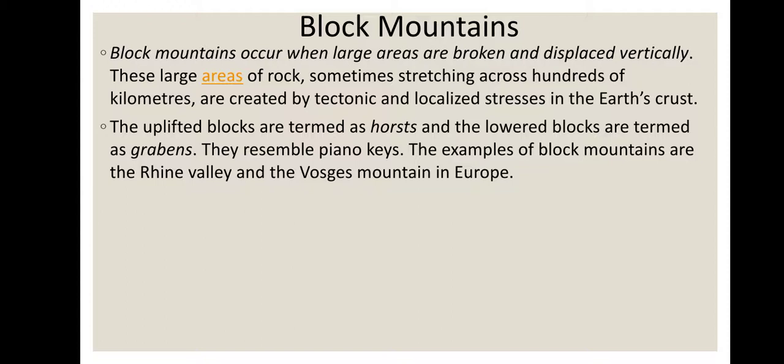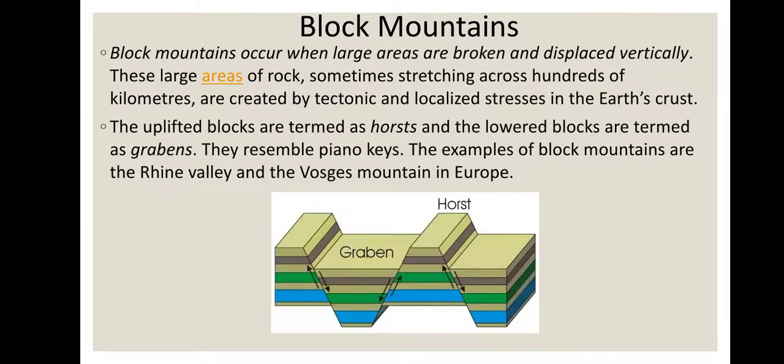The uplifted blocks are termed as horst and the lowered blocks are termed as graben. They resemble piano keys. Examples of block mountains are the Rhine Valley and the Vosges mountains in Europe. They also look like a staircase. Here you can see the uplifted part of the mountain known as horst and the downlifted part known as graben.